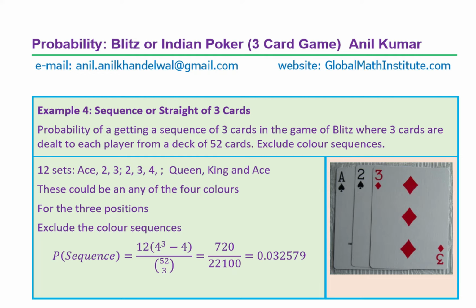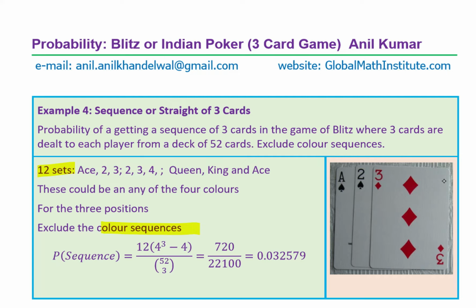Okay, right. Now can you tell me what is the probability in a 3 card game, which is also known as Blitz, that you will get a sequence, which is like shown here? Perfect. So as you can understand, there are 12 sets of sequences which you will always get. Now from these 12 sets, we have to exclude what? We have to exclude the color sequence, right? Because we're treating that as a much higher ranking card, right? This comes next to that.